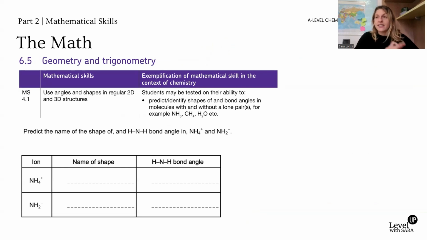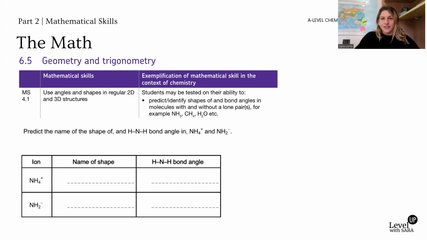Now we are at the geometry and trigonometry. Use angles and shapes in regular 2D and 3D structures. Now, guess which topic I'm talking about? I'm talking about shapes of and bond angles in molecules with and without lone pairs, for example, ammonia, CH4, and water. Okay, why don't you pause the video and give it a go? This is an extremely important topic from year 12, but it will recur in all of your A-level papers. So I would highly suggest you try before I go through the solutions.